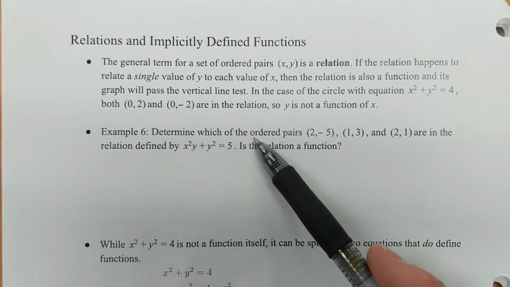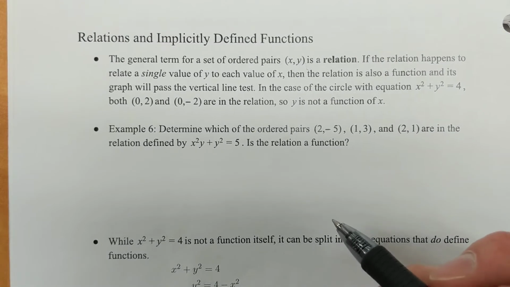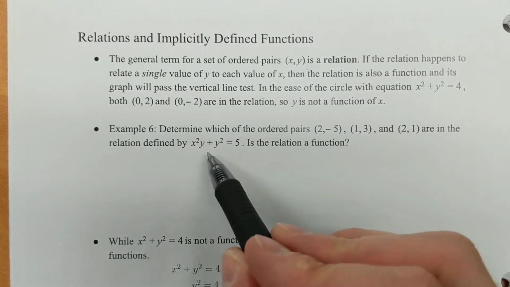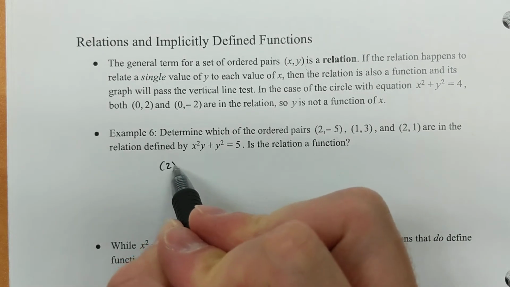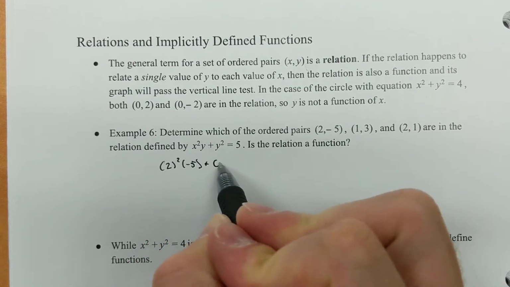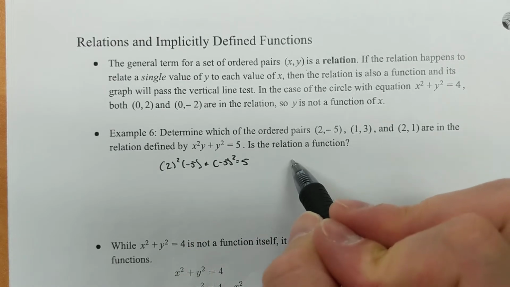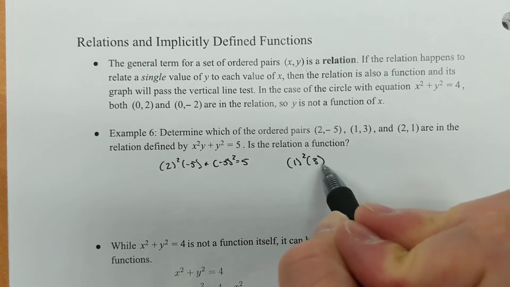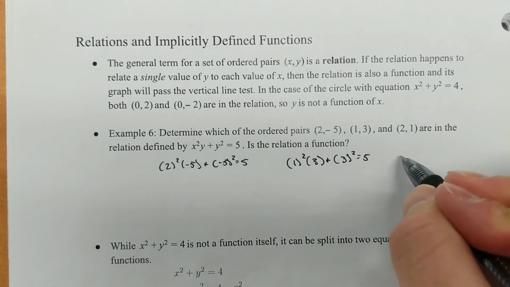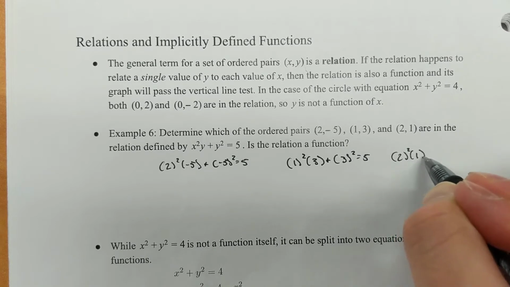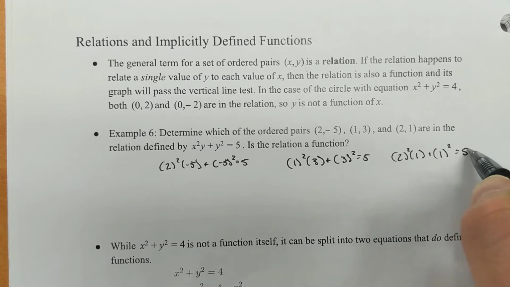So example 6: determine which of the ordered pairs are in the relation defined by this equation, and whether the relation is a function. In order to do that, I just need to plug these (x, y) pairs into my formula. For this one, it's going to be 2 squared times negative 5 plus negative 5 squared equals 5. For this one, (1, 3), it's going to be 1 squared times 3 plus 3 squared equals 5. And over here, 2 squared times 1 plus 1 squared equals 5.